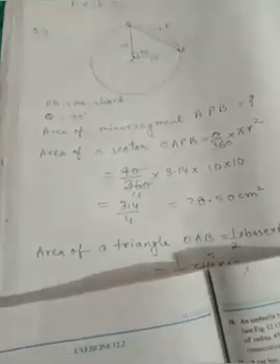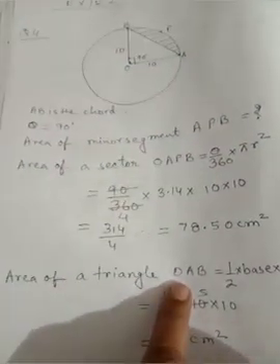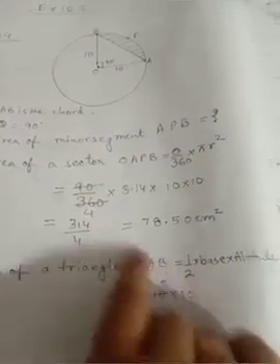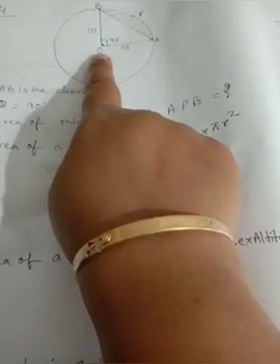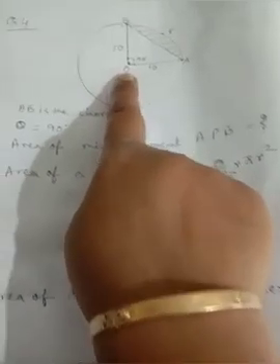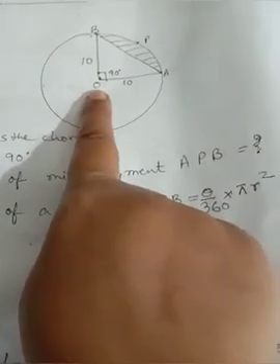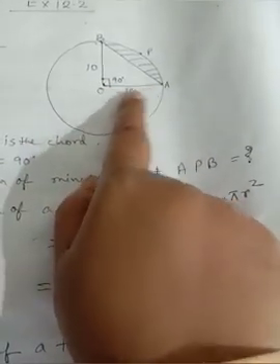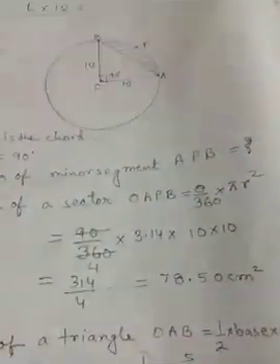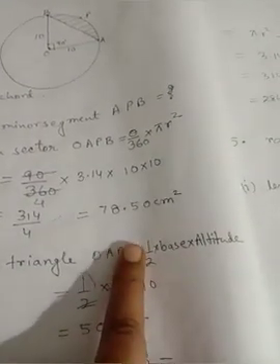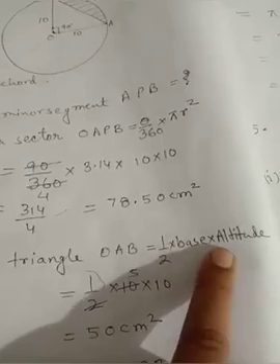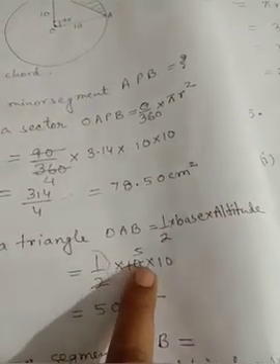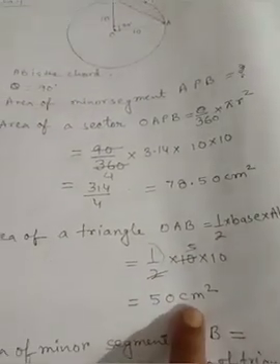So now let's find out the area of the triangle. So area of a triangle OAB is equal to, as this is a right angle triangle, the formula to find out the area of a right angle triangle is half into base into altitude. So here base is 10 centimeter and altitude is also 10 centimeter. So half into base into altitude, half into 10 into 10, that is equal to 50 centimeter square.